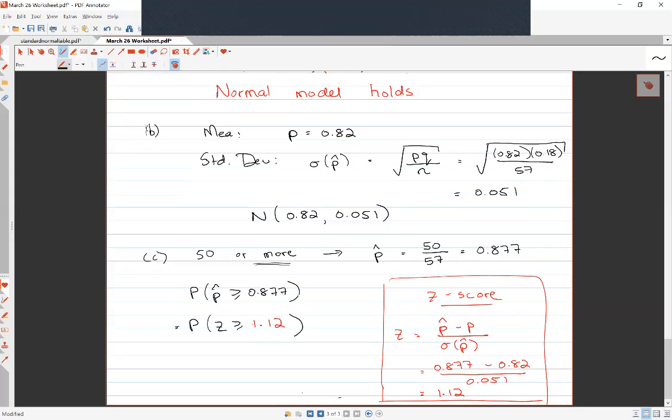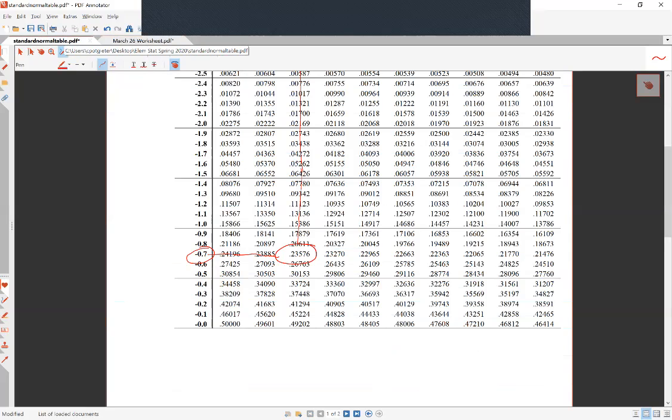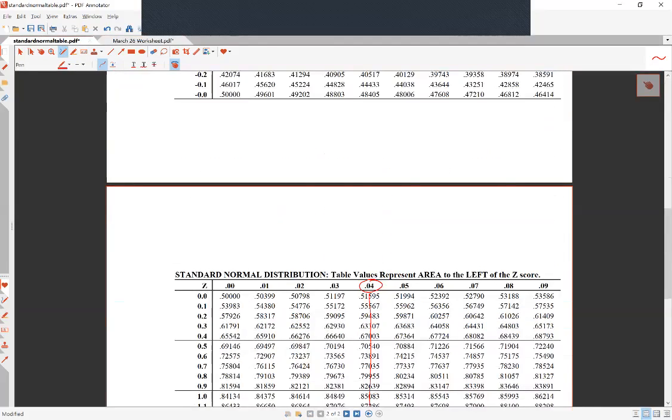Now let's visualize this again on a bell curve. My bell curve is centered at 0. I have this reference value 1.12 here, and I have a problem with a greater than or equal to, so that means I want to find the probability to the right of that value. I can use my normal table, but the normal table by default gives me the probability to the left. So we're going to look up 1.12 in our table. Let's find that here.